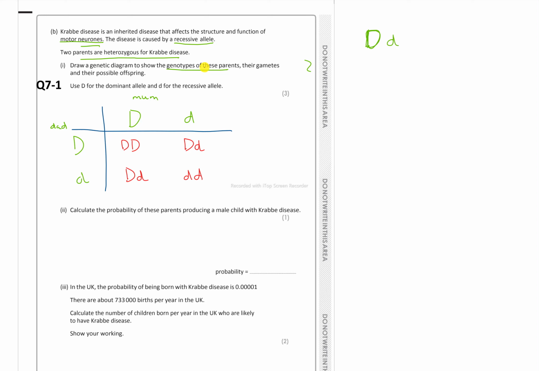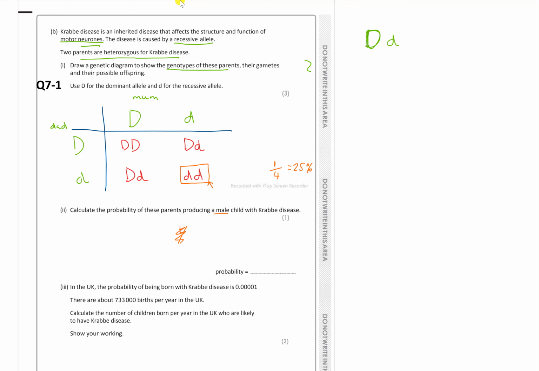So if you look, because it's caused by the recessive allele, the only person that's going to get the disease is this person. So if your parents are heterozygous, there is 1 out of 4, which is a 25% chance of you getting the disease. Okay, that's right.